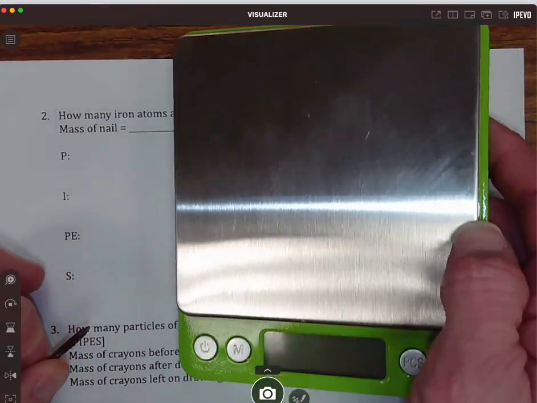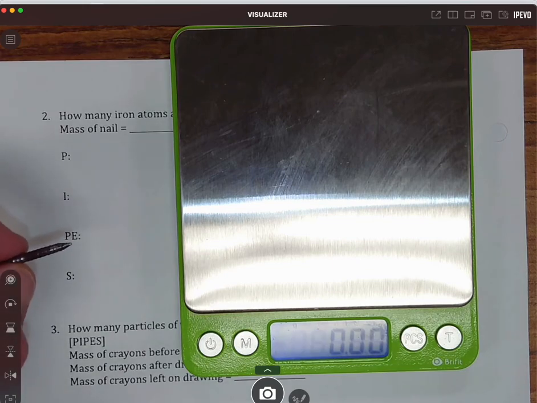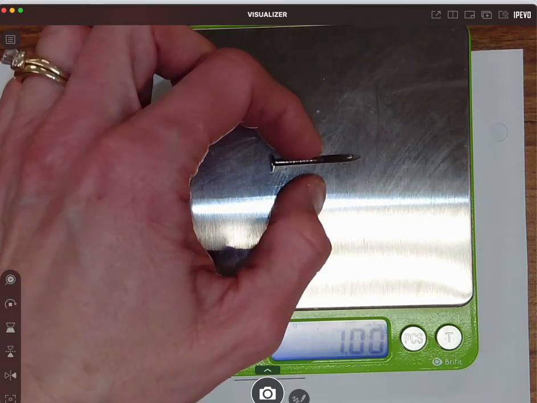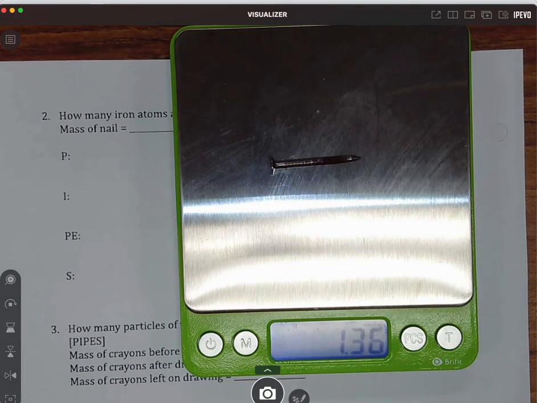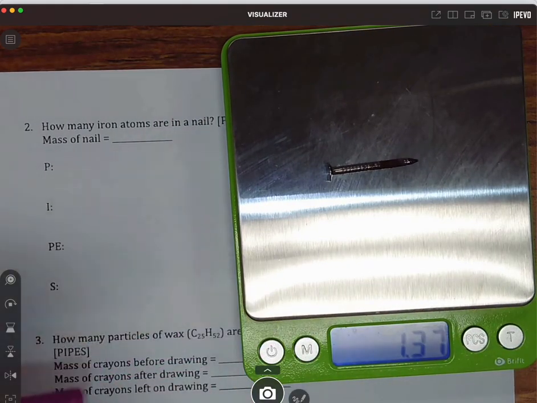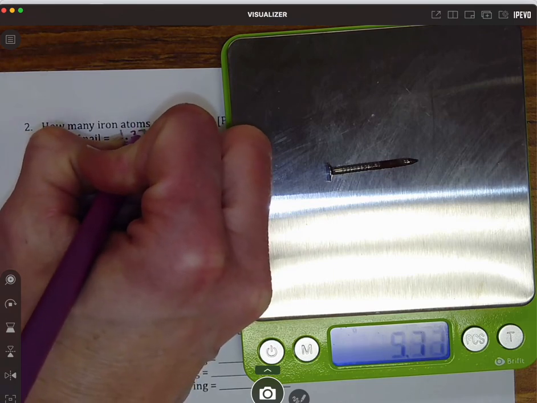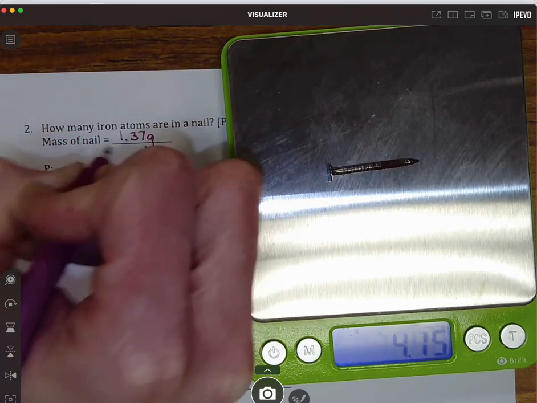And here is our nail. We can't really do the rest of it with you from home, but the nail weighs 1.36 grams. 1.37. Our scale isn't there.